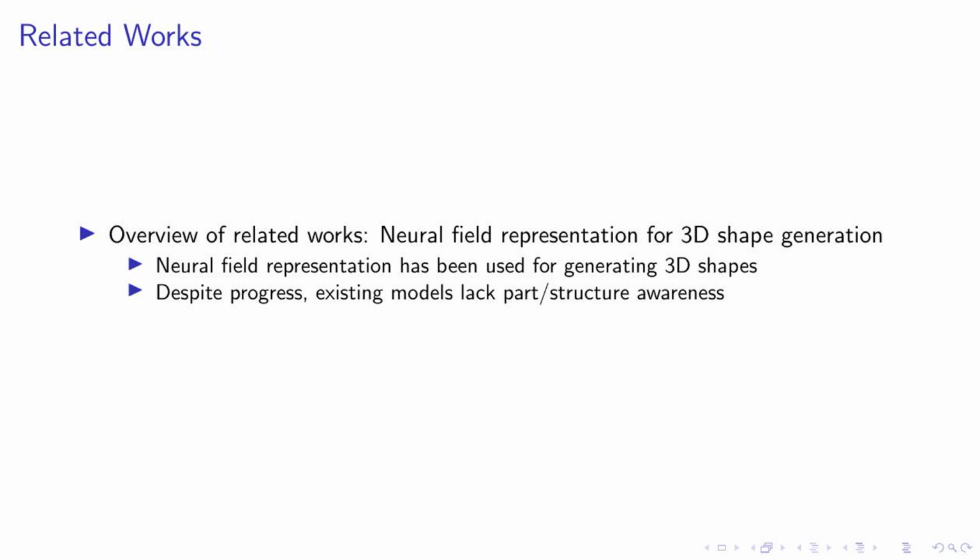This means that while they can create 3D shapes, they often do so without understanding the individual components that make up these shapes. This is a crucial aspect that needs addressing, as having part information can greatly enhance downstream tasks such as editing, mix and match modeling, and segmentation learning. Our work aims to fill this gap by introducing a method that not only generates 3D shapes, but also comprehends its compositional parts explicitly. This is a significant step forward in the field of 3D shape generation.